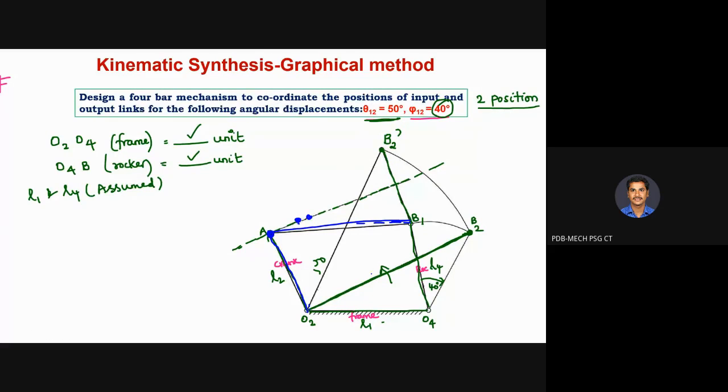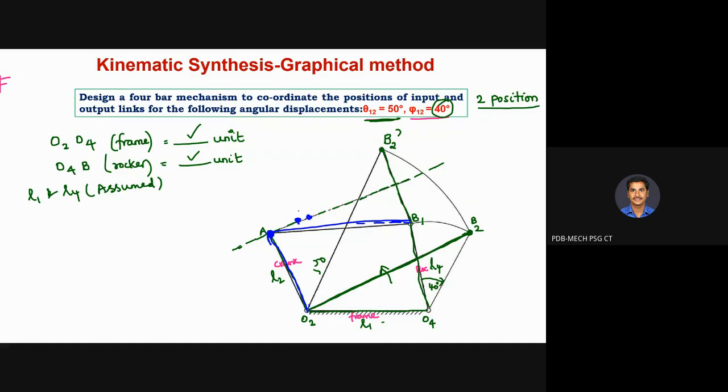Because initially we assumed only the O2 O4 frame and the B1 O4 rocker. That is all we had done. After that we proceeded with some steps, some approaches, to find B2 dash and B1. We have taken a mid normal for B2 dash and B1. On that mid normal you can assume any point as A1, because your point A1 is going to lie along the mid normal of B2 dash and B1. So you can assume any point, and once you assume, you connect O2A and AB1 so that you will be getting a mechanism.